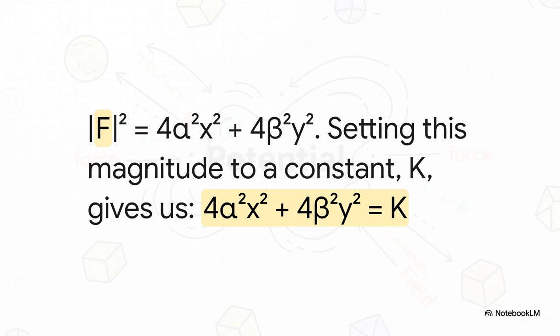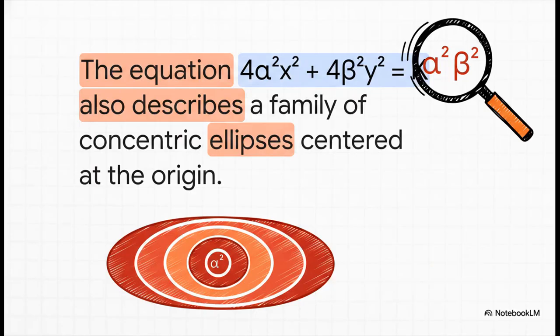And now we do the exact same trick as before. We just set this whole thing equal to a constant. Let's call it k. This equation now represents every single point (x, y) where the force has the same magnitude. And would you look at that? We have another equation for a family of ellipses. So the surfaces of constant force are also ellipses. But here's the subtle and really interesting part. The parameters are alpha squared and beta squared, not just alpha and beta. It's a key little difference.